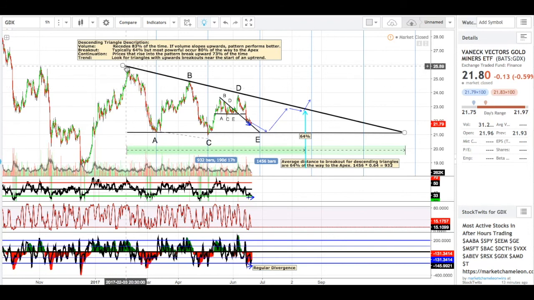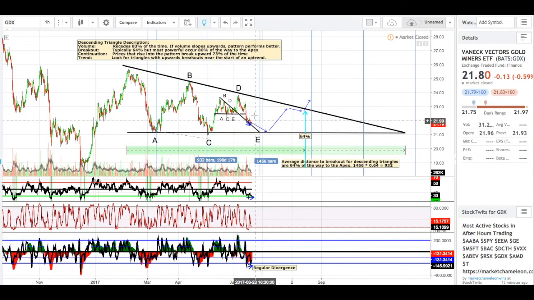So as far as our descending triangle goes, we have our support and resistance. We come down, set our A, B, C, D, and E should be right here, is what I'm predicting. And as far as price goes, you can go to my last video. I drew this blue line here. I said that I had a feeling that we were going to bleed all the way down here into E.